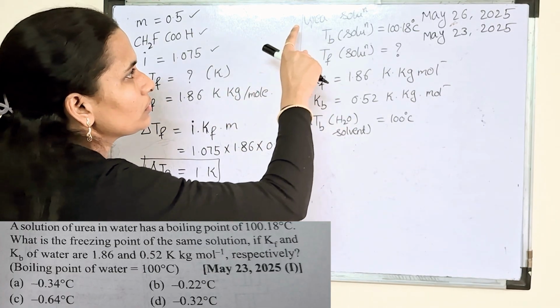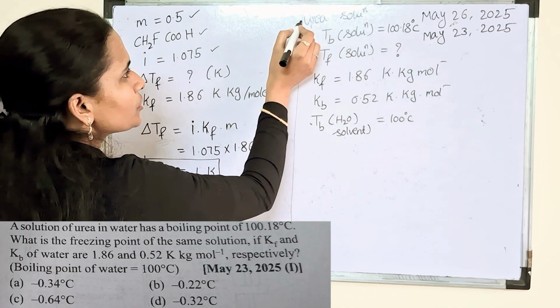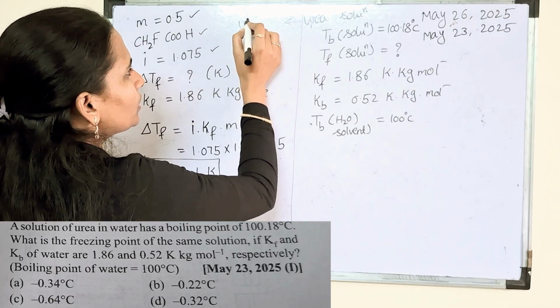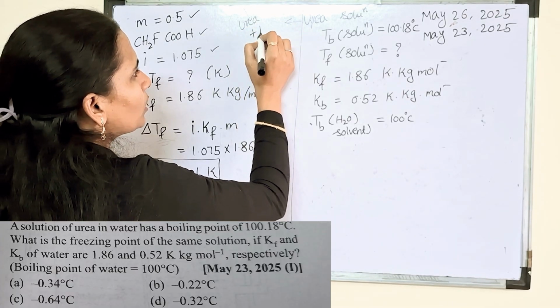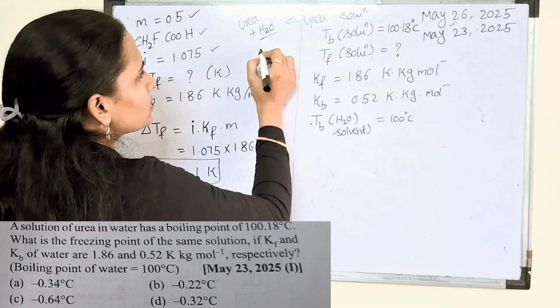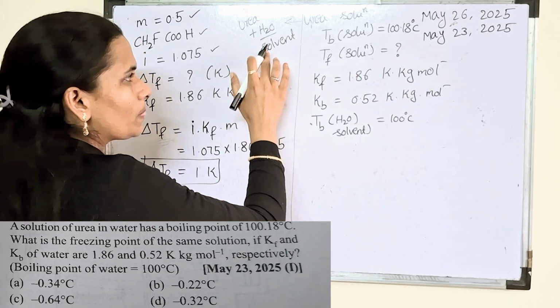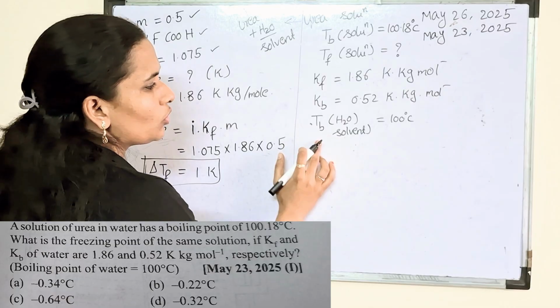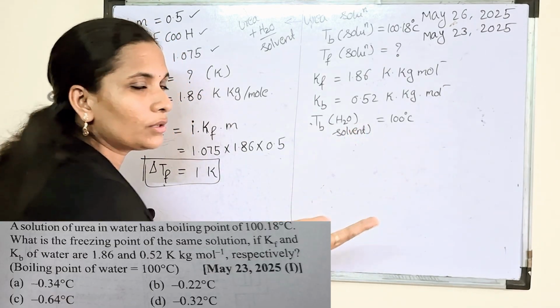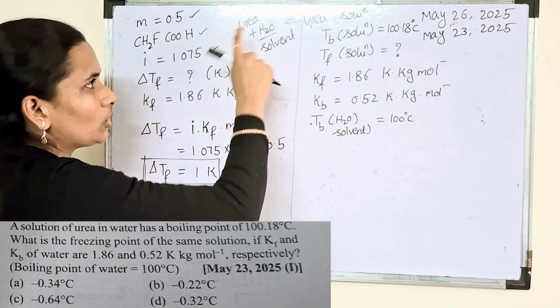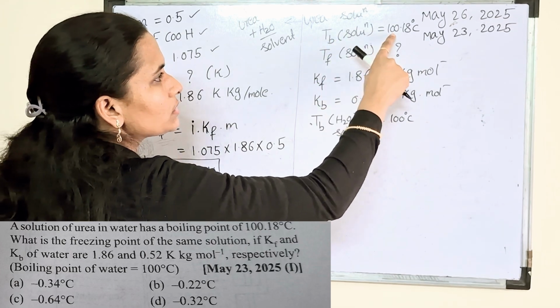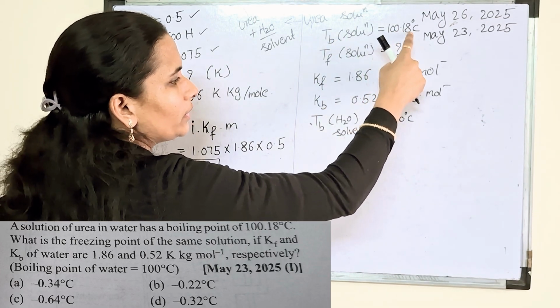So what is the solution? That is the urea solution. Urea solution is nothing but urea dissolved in water. Here water acts as a solvent, in its pure state. Then the boiling point is 100 degrees. If urea is added into the water, its boiling point increases to 100.18.